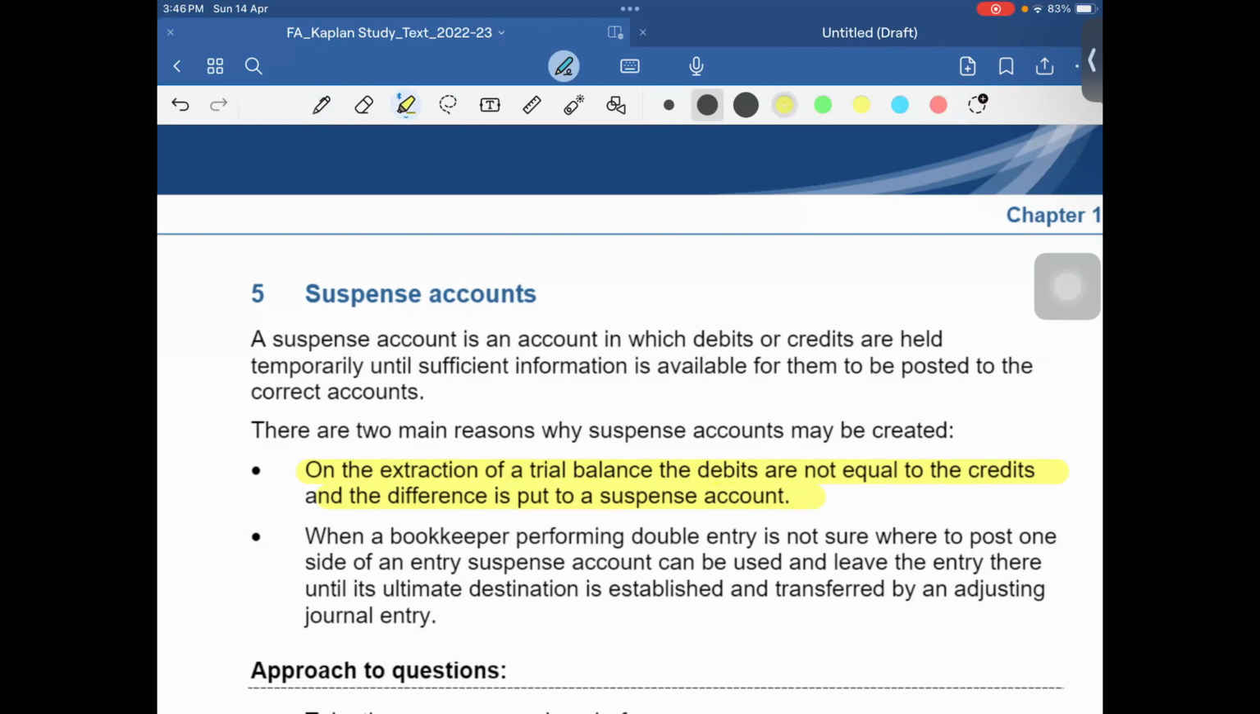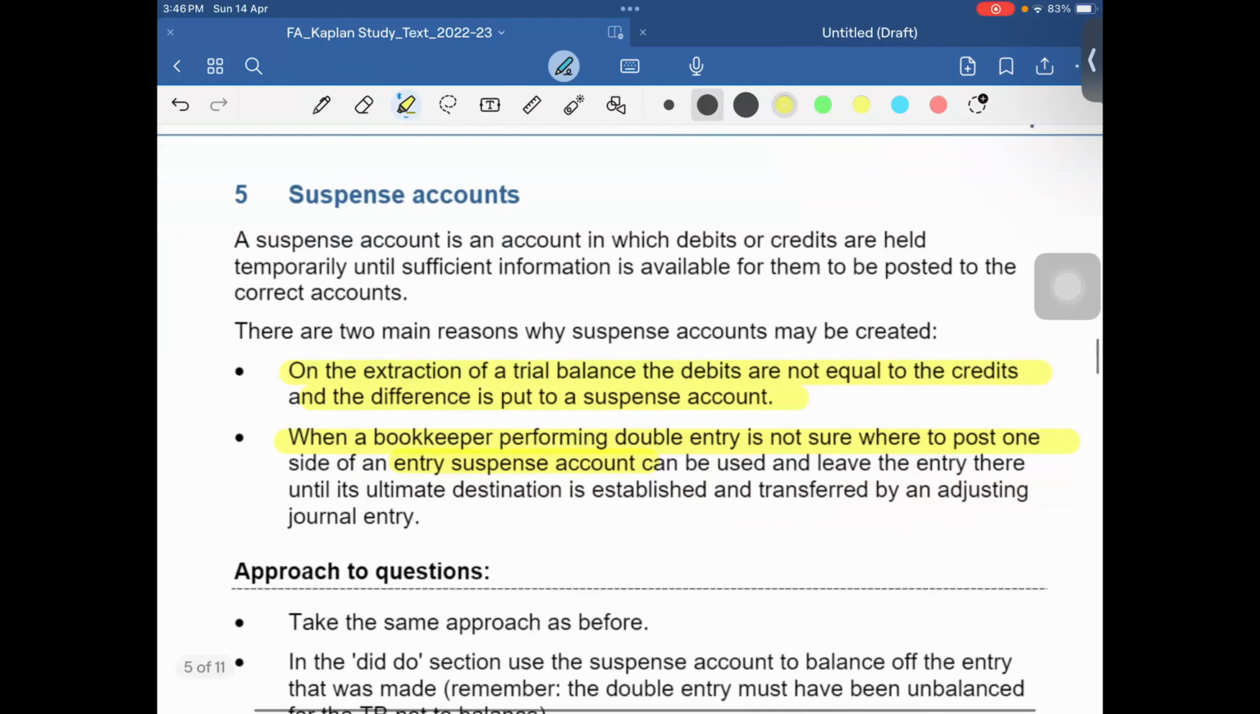Second, when a bookkeeper performing double entry is not sure where to post one of the entries, he is going to use the suspense account and dump it in. When I take this lesson to students, I usually tell them to think of the suspense account as a dumpster. You know what a dumpster is, right? Whatever you don't need, you put it in there.